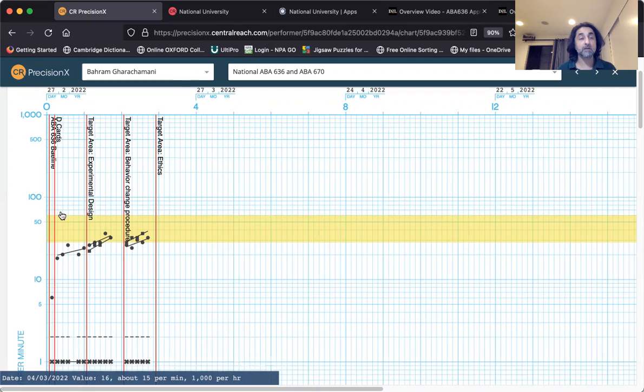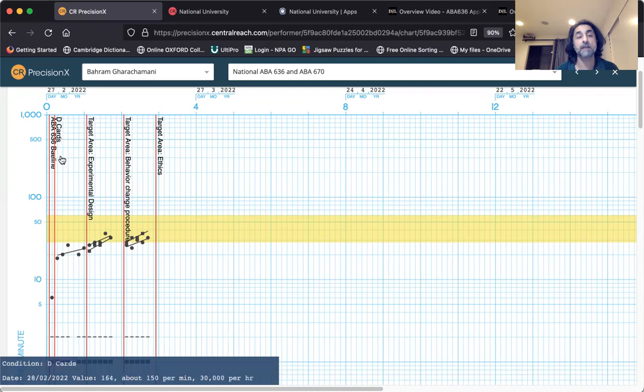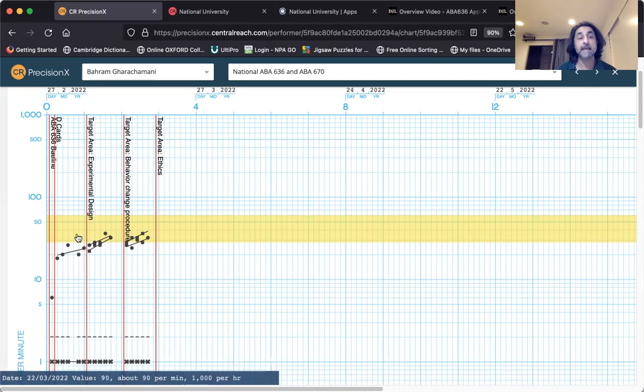The red vertical lines are condition change lines, and they are D cards, experimental design, behavior change procedure, and ethics. Each target deck is first in acquisition before becoming a neutral deck in the following week. And my trend lines are pretty decent, as shown here, which all suggest that I'm making progress and they are increasing.